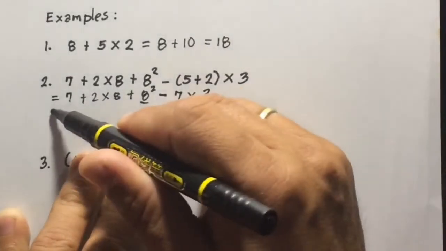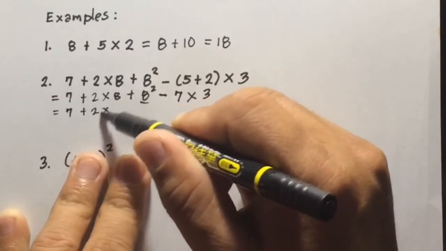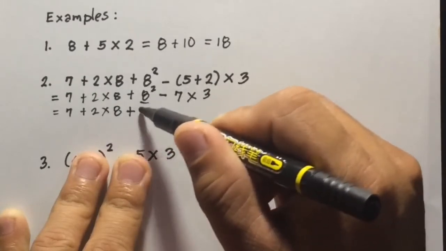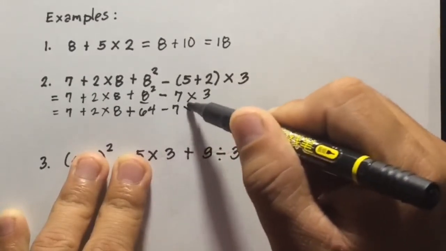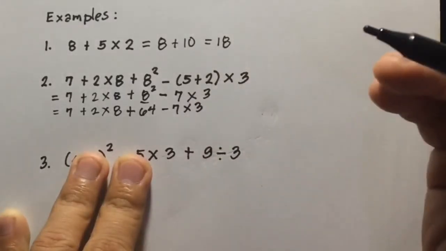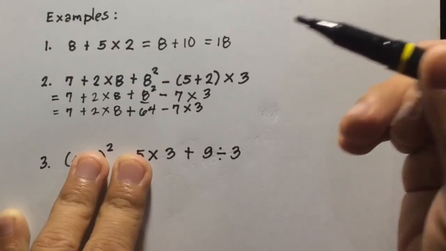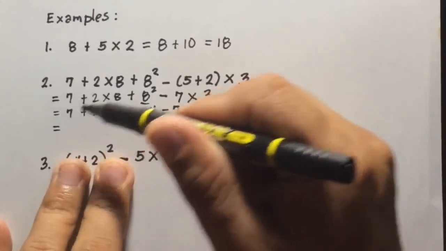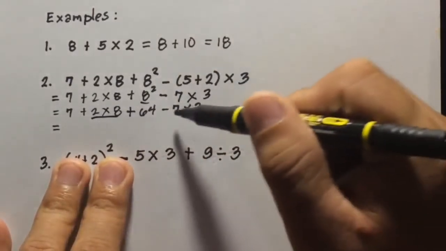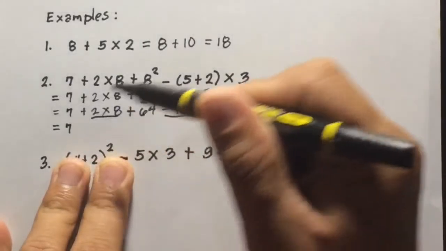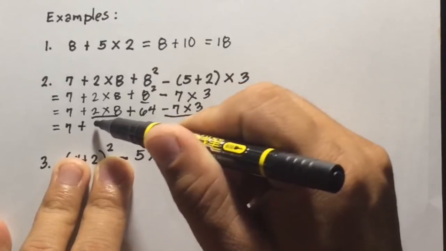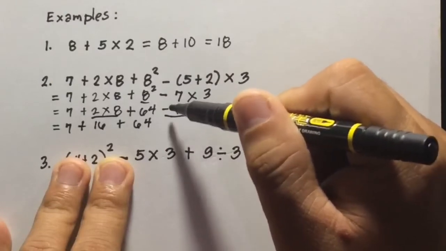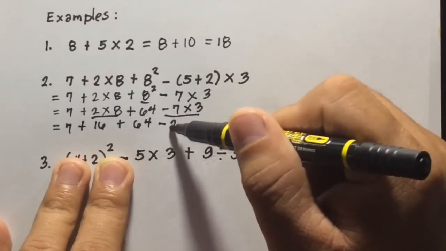Then after the parentheses is the exponent, so we're going to operate next 8 squared. So 8 squared is 64, so we're going to have 7 plus 2 times 8, then plus 64 minus 7 times 3. Next is multiplication or division. Since there's no division, we're going to have first multiplication. So 2 times 8 is 16, so 7 plus 16, then plus 64. The negative 7 times 3 is negative 21, or minus 21.